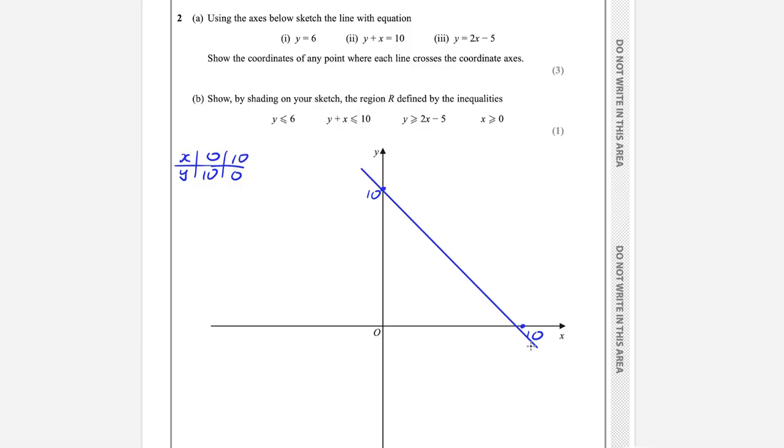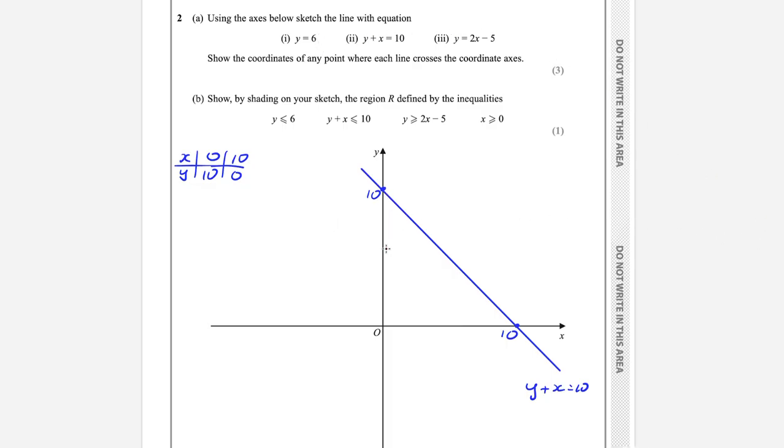I might just move that point, guys. But that's the line. Y plus x equals 10. Okay, just going to move this point here. Okay, and this is obviously this 10. Okay, so this is the line y plus x equals 10. Okay, then y equals 6. Okay, well now I can just draw that.